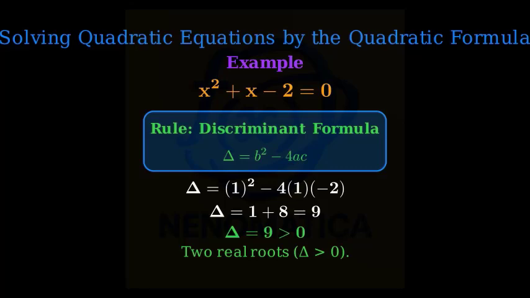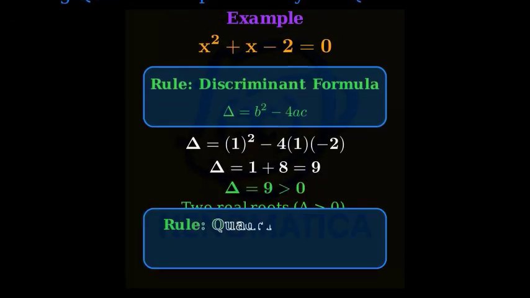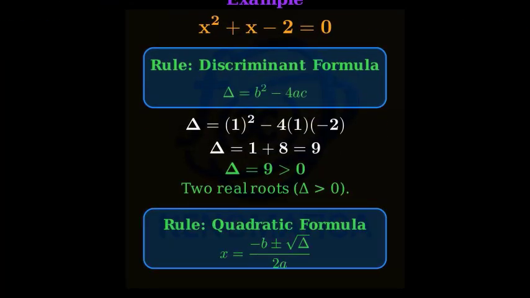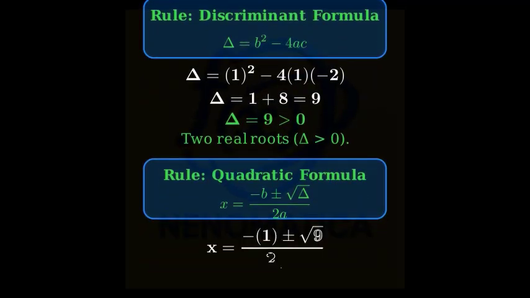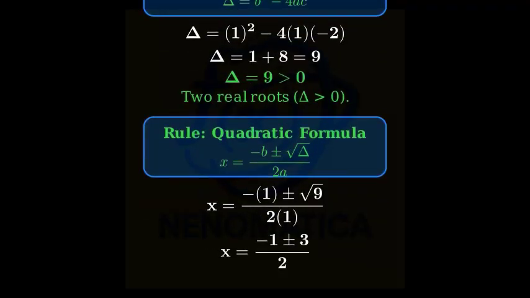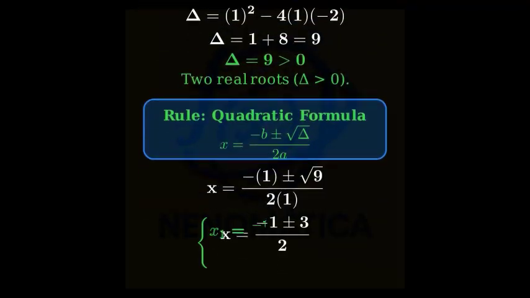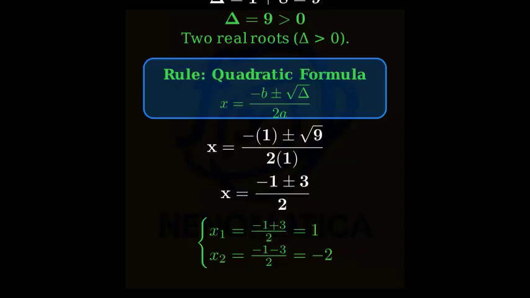Step 2. Apply the quadratic formula. x equals negative b plus or minus the square root of delta, all over 2a. Substitute a equals 1, b equals 1, delta equals 9. Now simplify to get the two roots.